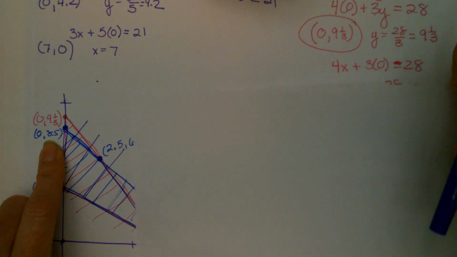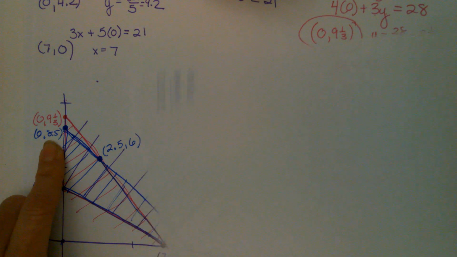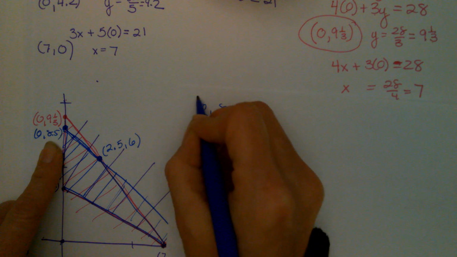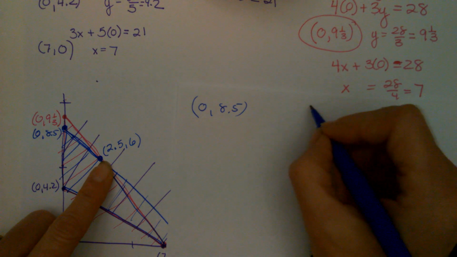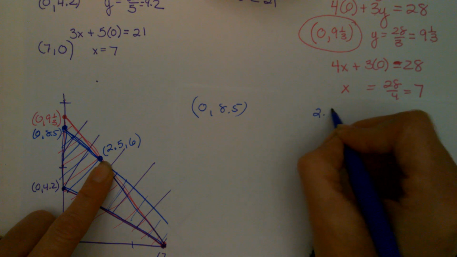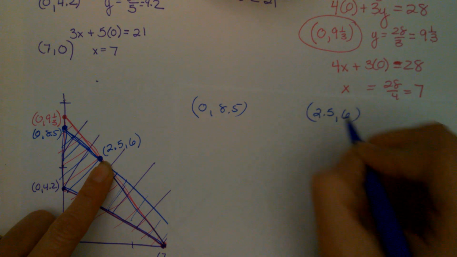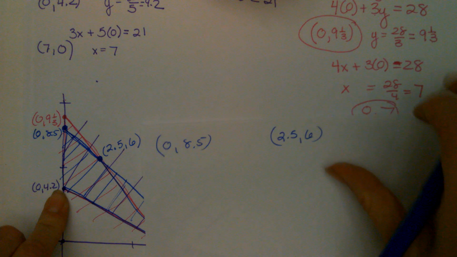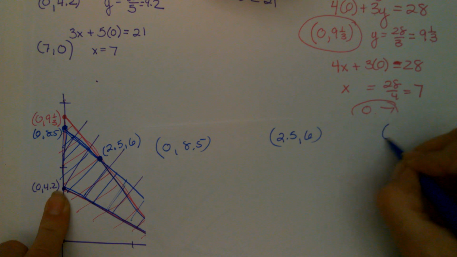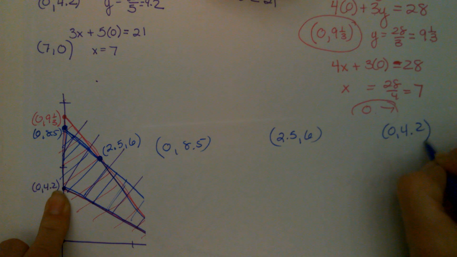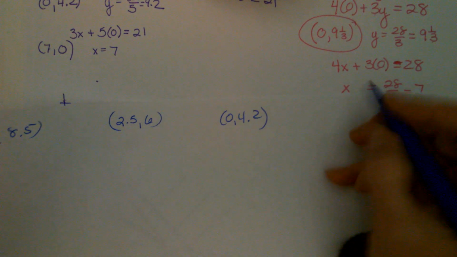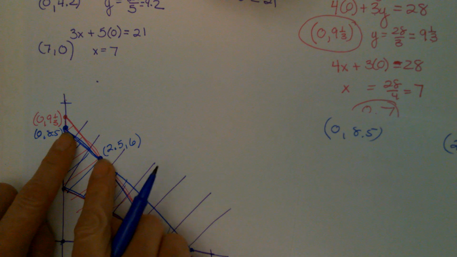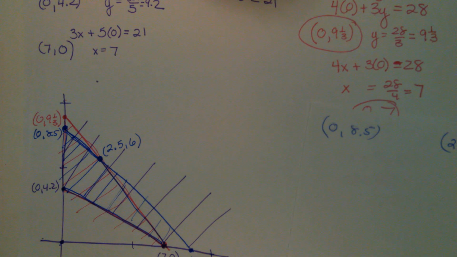Another, oh, I should turn this sideways. Whatever, it doesn't matter. So 0, comma 8.5. Then I want to do 2.5, comma 6. And then I'm going to do 0, comma 4.2. We don't have that 0, 0, which makes it not as nice. And now the last one's going to be 7, comma 0. I suspect it's going to be one of these two, but we'll do all of them just to be sure.